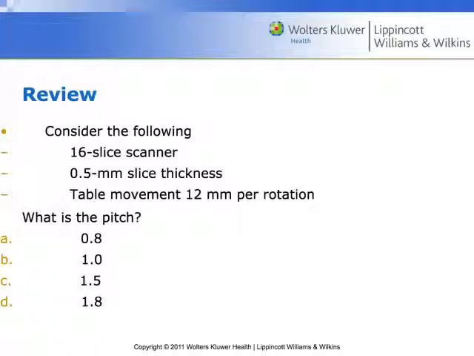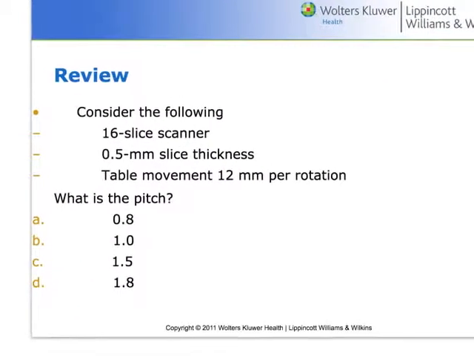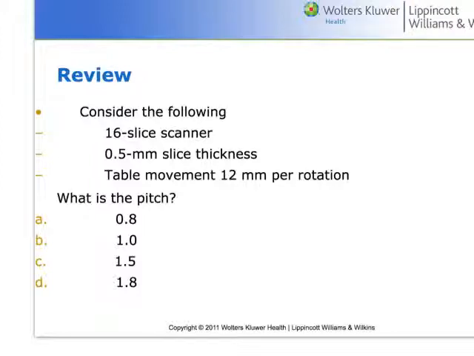So here's an example of the kind of problem that I'm talking about. We have a 16 slice scanner, a 0.5 millimeter slice thickness, and a table movement of 2 millimeters per rotation. What's the pitch? So I'm going to multiply 16 by 0.5. That gives me 8. It moves 12, so I'm going to divide 12 by 8, I'm sorry. 1.5. So this is a pitch of 1.5. It's within that general diagnostic range.